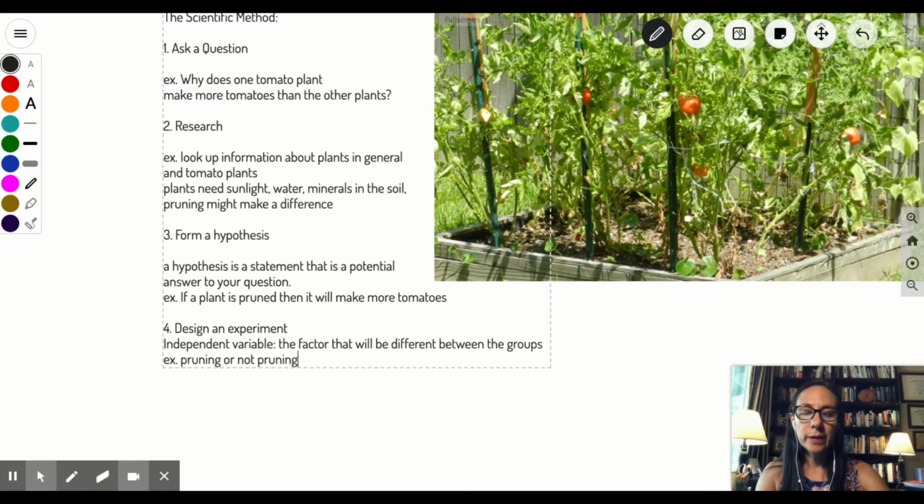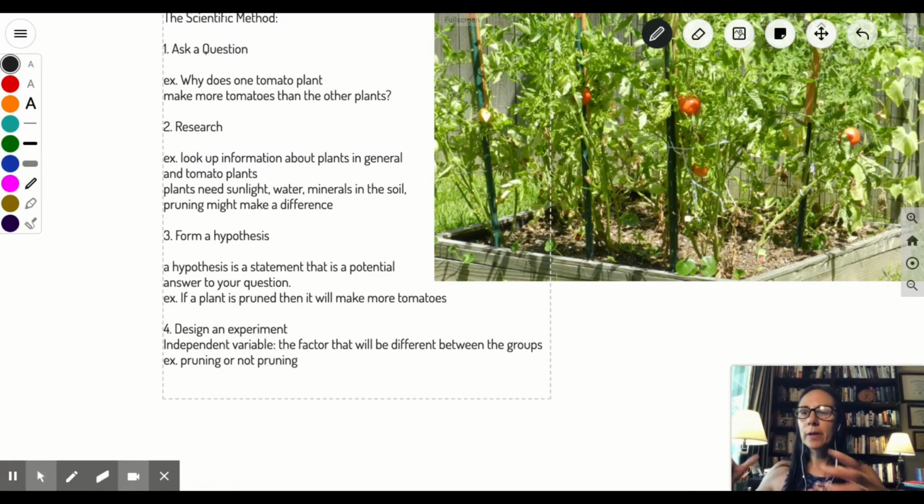Okay. And so let's say I'm going to design this experiment. I'm going to have 10 plants in this group and 10 plants in this group. And the plants in this group are going to be pruned and the plants in this group are not going to be pruned. But all the other factors are going to be exactly the same. So they're all going to get the same amount of water. They're all going to get the same sunlight. They're all going to get the same soil, same environment. But the only factor that will be different is whether they're pruned or not. And so that means that is my independent variable.